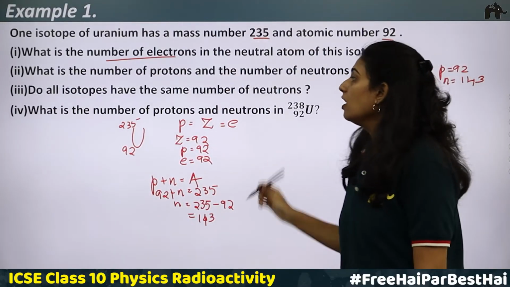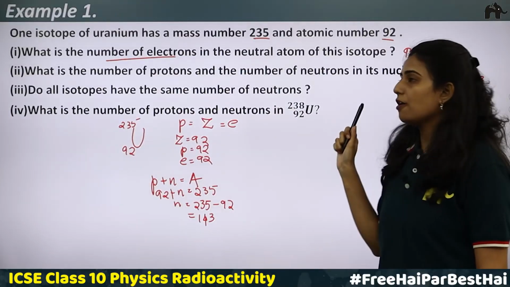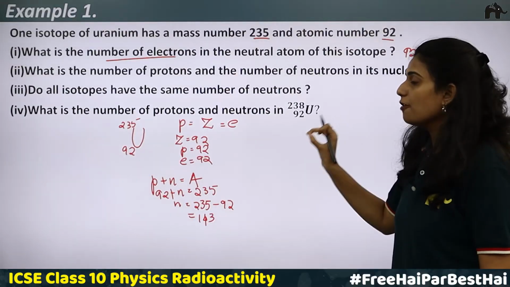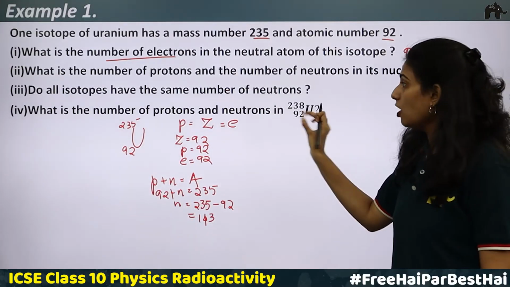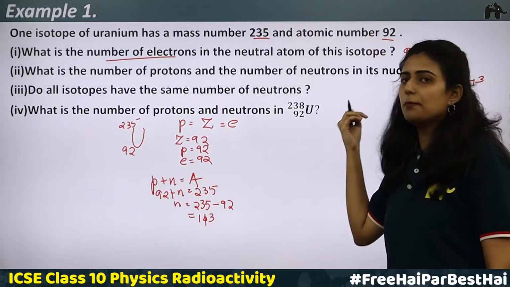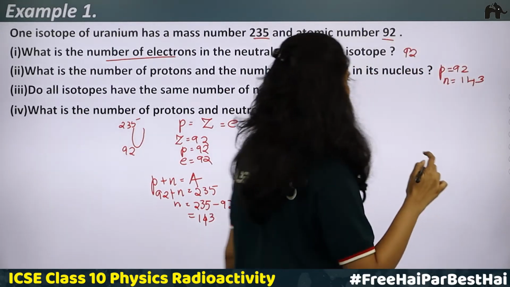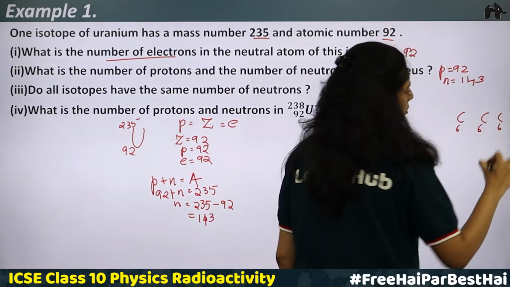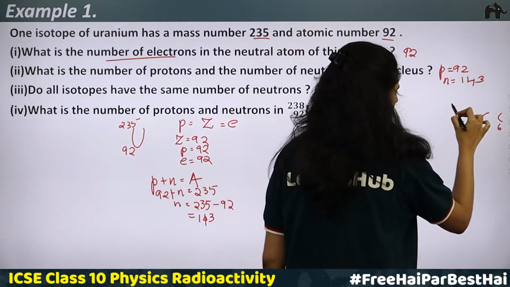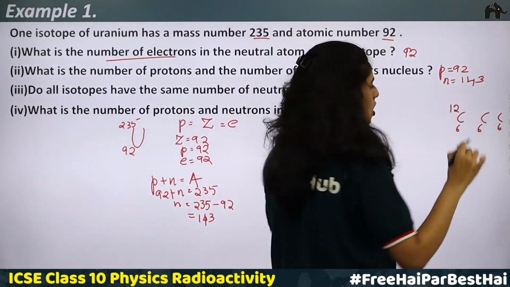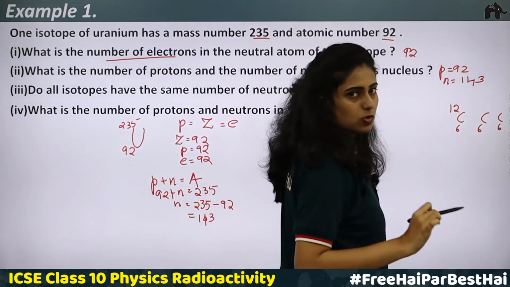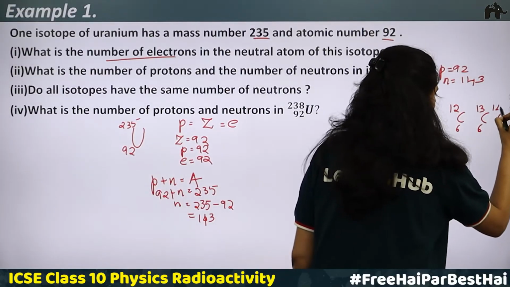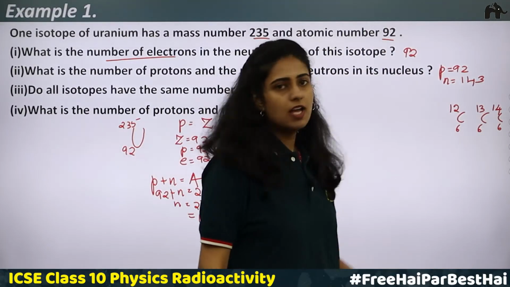Okay. Now the third one: do all isotopes have the same number of neutrons? So what are isotopes? Isotopes are elements in which the number of protons will be the same. That means the atomic number will be the same, but the mass number will be different. For example, when you take carbon, there are 3 isotopes of carbon. In all these cases, the number of protons, so the atomic number, will be 6. But for the first one, that is a stable isotope of carbon, the mass number is 12. Here the mass number is 13 and here the mass number will be 14. Okay, this is a radioactive isotope.